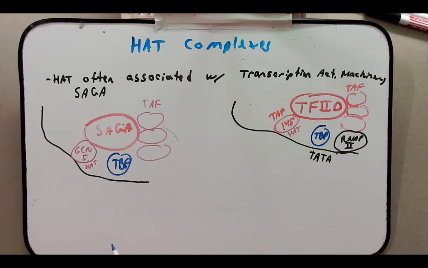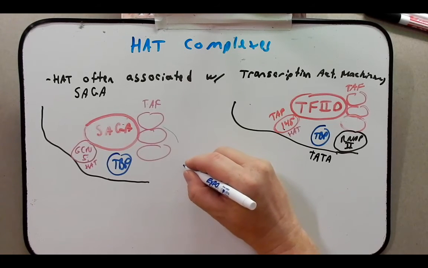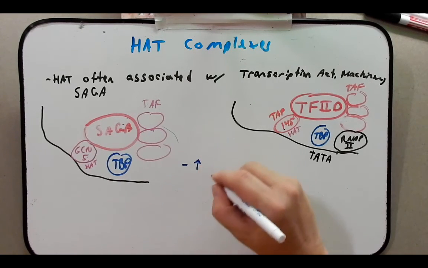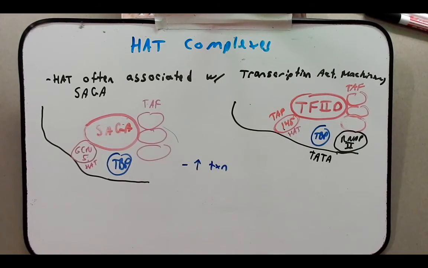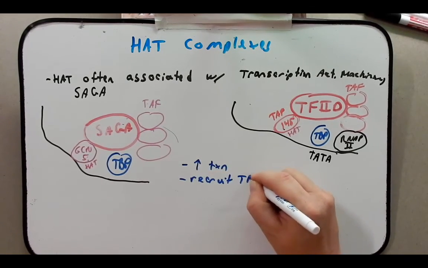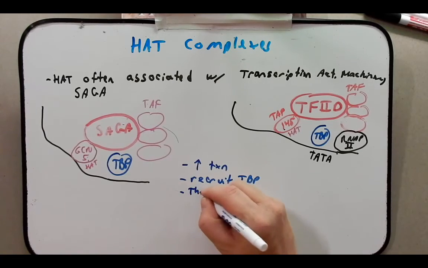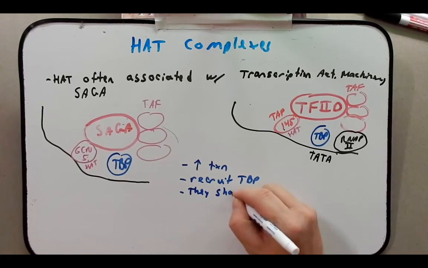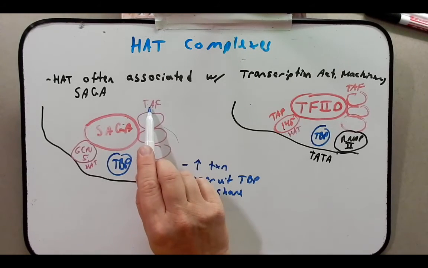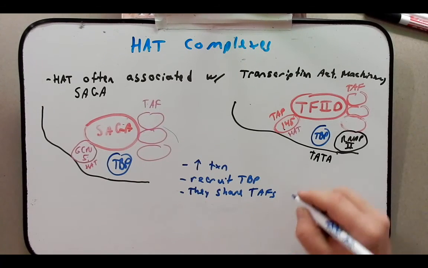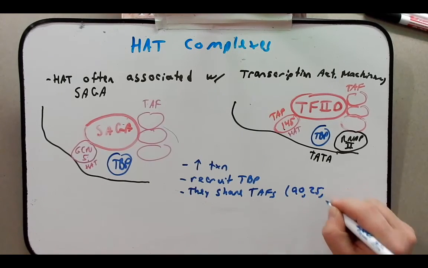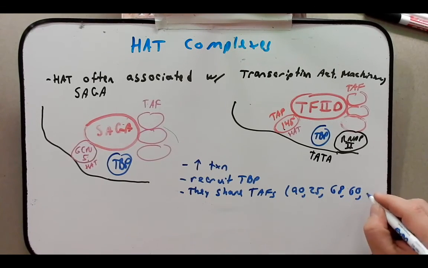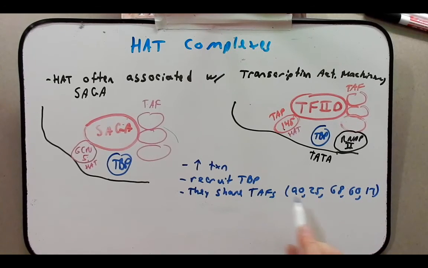So as we see here, we have the SAGA complex and the TF2D complex. They look very similar, so I want to list some of their similarities. They both turn on transcription. They activate genes. They both recruit TBP to the promoter. They have some shared TAFs. The ones they share are 90, 25, 68, 60, and 17. So TAF 90, TAF 25, TAF 68, TAF 60, and TAF 17 are shared by these two complexes.